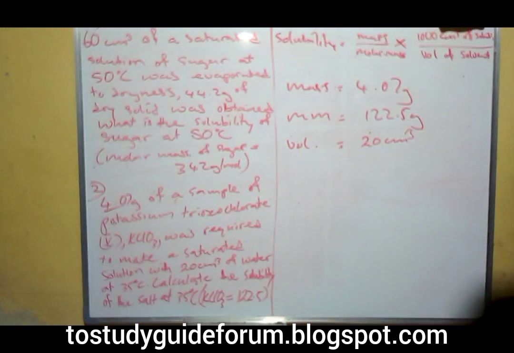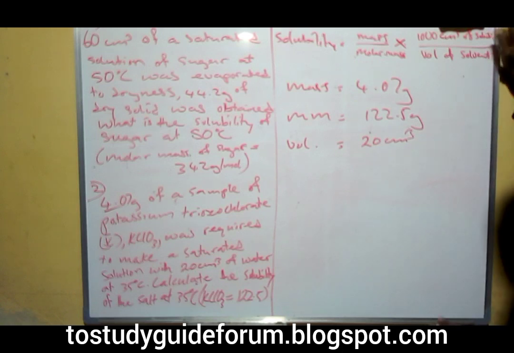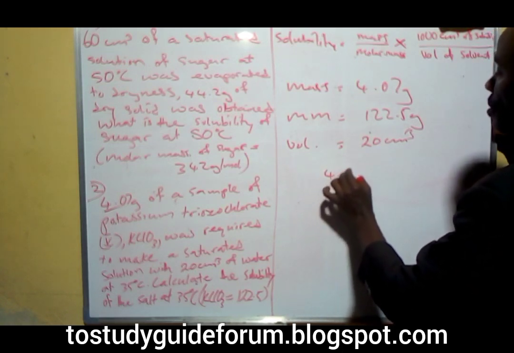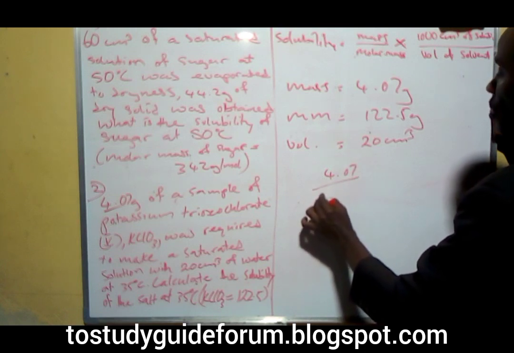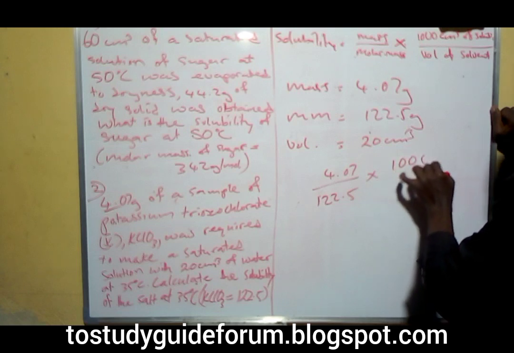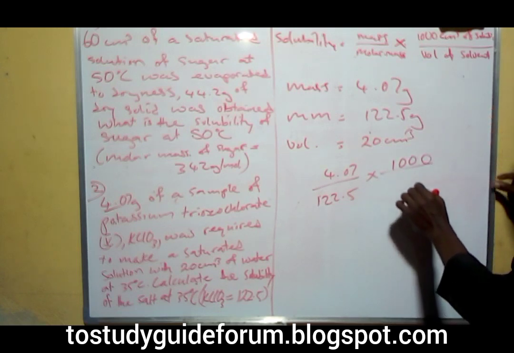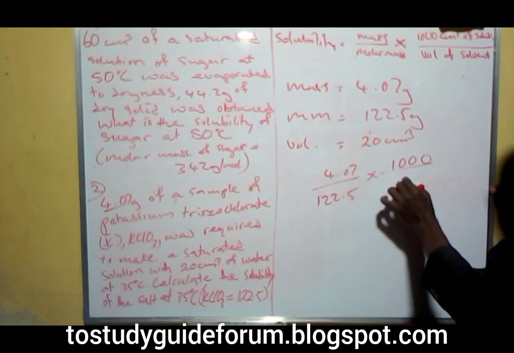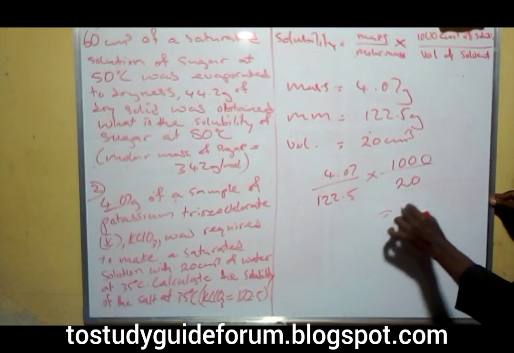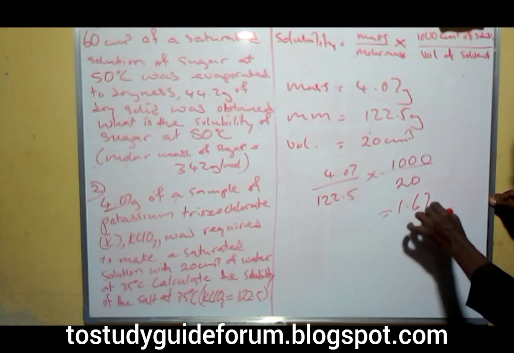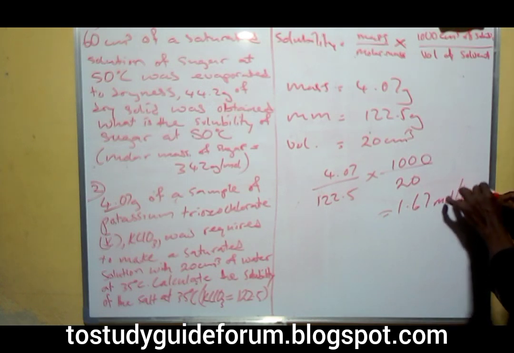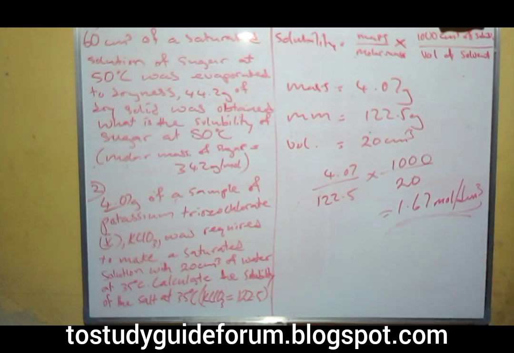Now the next thing we have there, this is already there, so we can substitute. What we have is mass over molar mass times 1000 cm cube over the volume given to us, which is 20. So when you divide this, you have 1.67 mole per dm cube. That's the final answer.